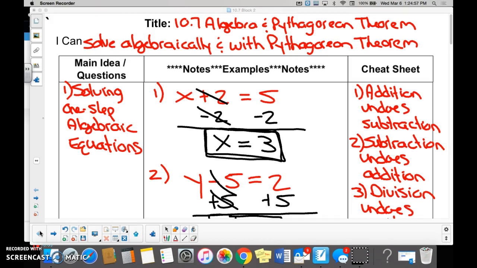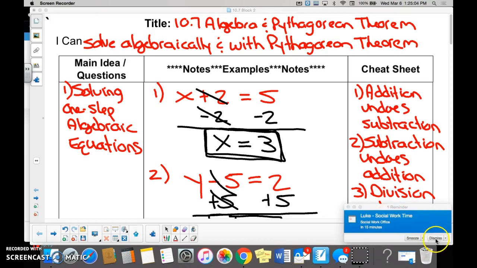Pythagorean theorem. I can solve algebraically. And Pythagorean theorem. Good. All right, so let's start with the algebra piece first.